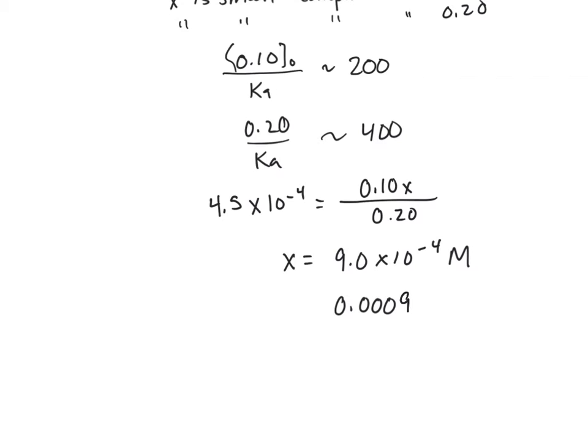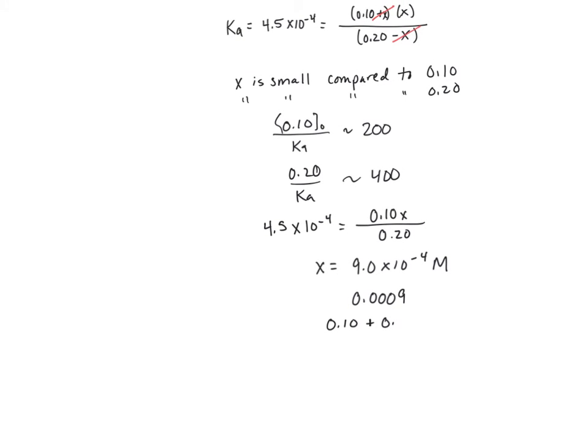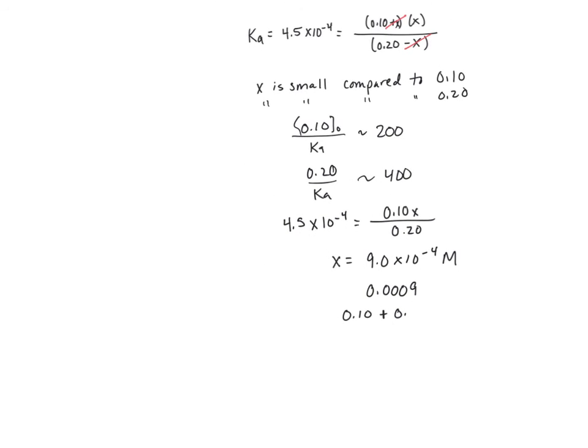And then by comparison, we only have two significant figures in both of these concentration values. So if we were to add X to 0.1, we would still end up with 0.1, because it would be 0.1009, which is 0.1. So our assumption is valid, is basically what I'm trying to say. This amount here is negligible.